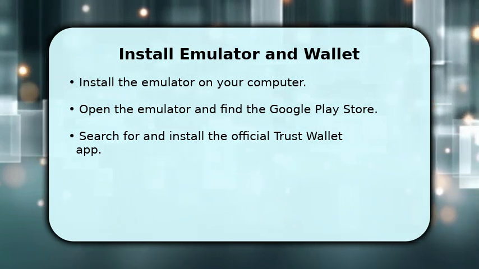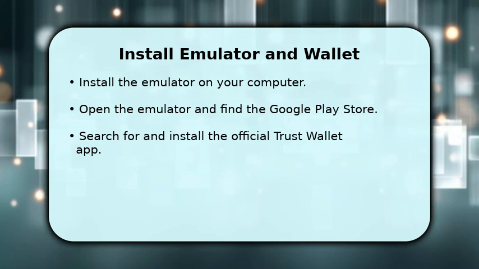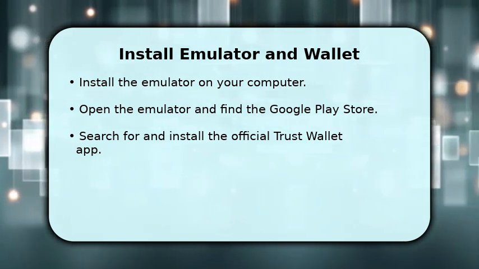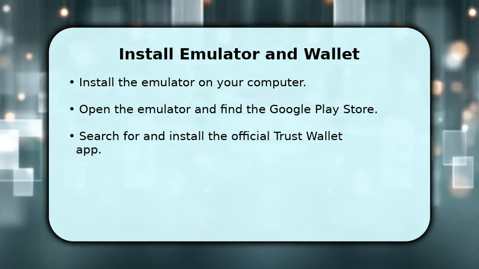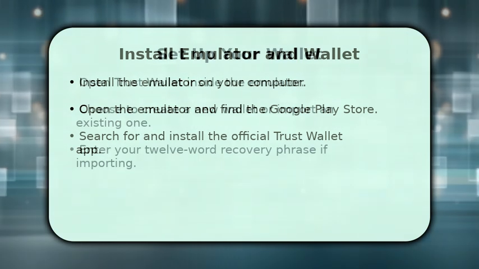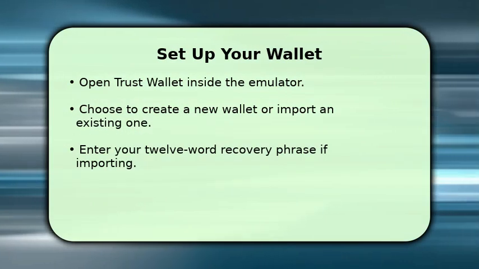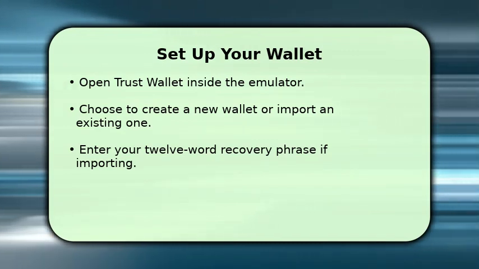Navigate to the Google Play Store within the emulator, search for Trust Wallet, and then proceed to install the official application just as you would on a mobile device. With Trust Wallet installed in the emulator, open the application. You will then have two options: either create a brand new wallet or import an existing one.